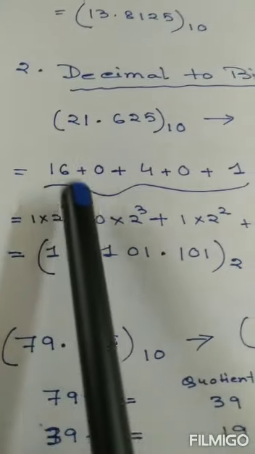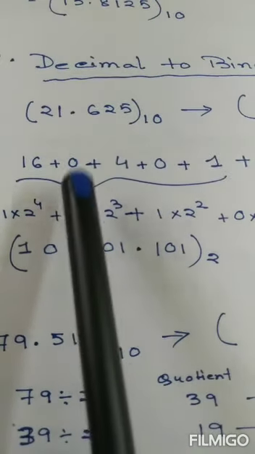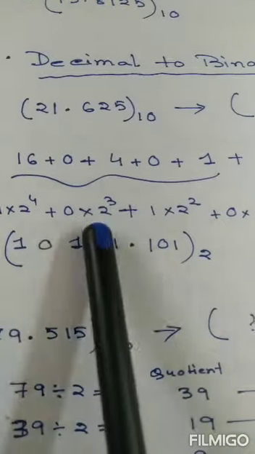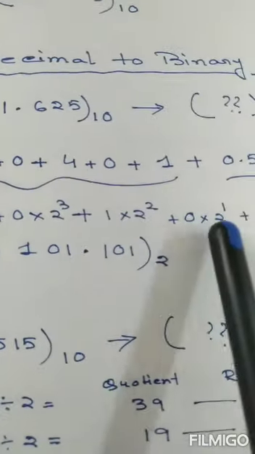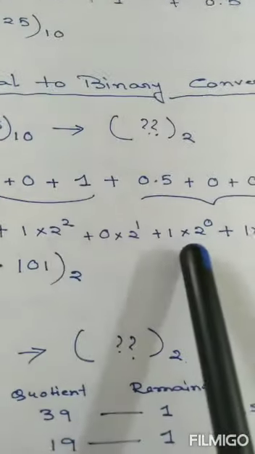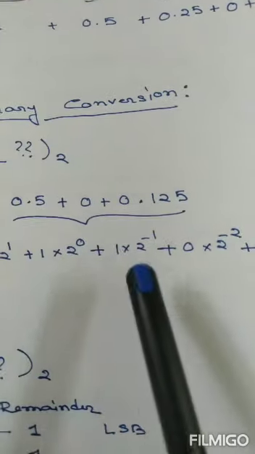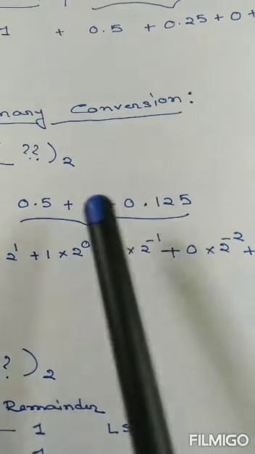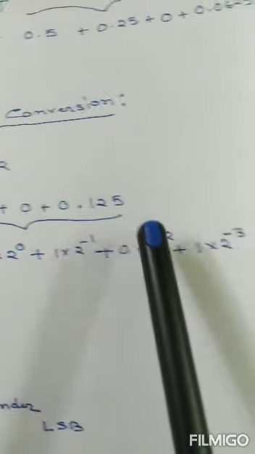You can write this 16 as 1 into 2 to the power 4, 0 into 2 to the power cube, 1 into 2 square, 0 into 2 to the power 1, and 1 into 2 to the power 0. Similarly, you can write this part: 0.5, that is 1 into 2 to the power minus 1, 0 into 2 to the power minus 2, 0.125, that is 1 into 2 to the power minus 3.